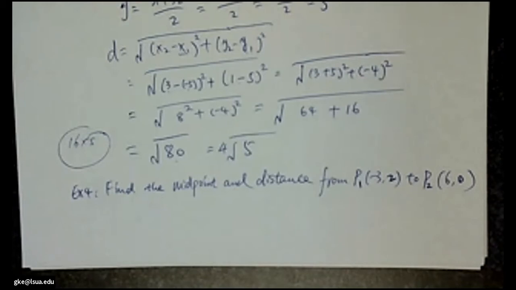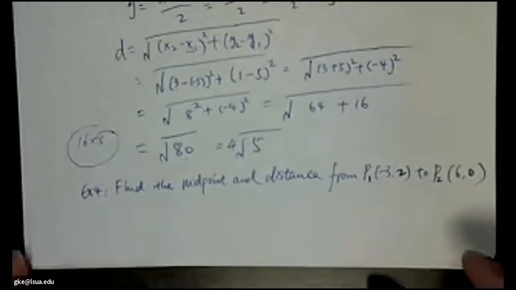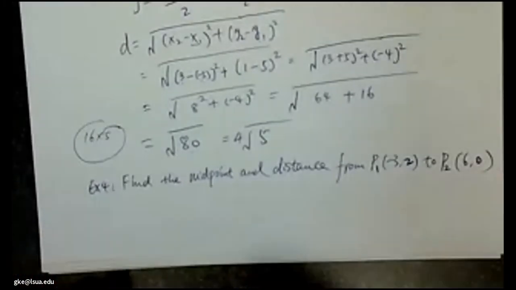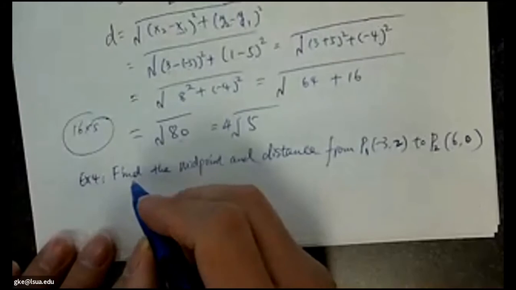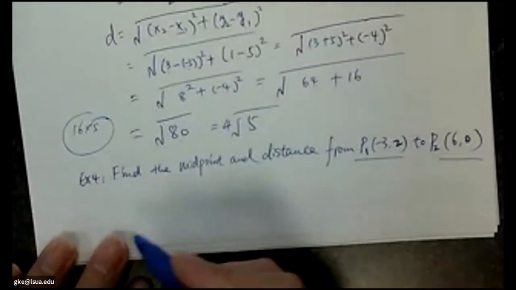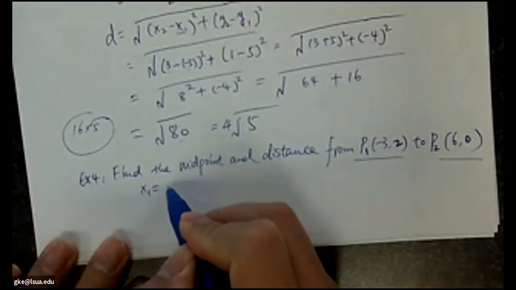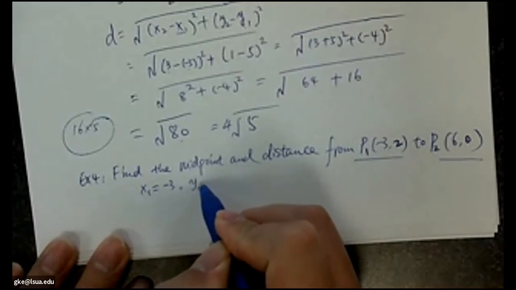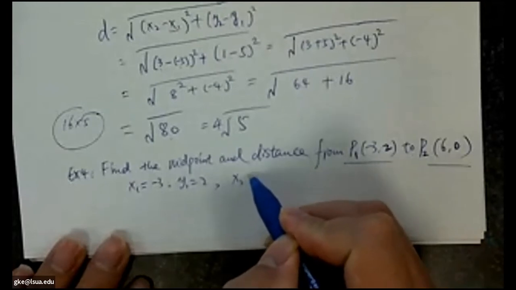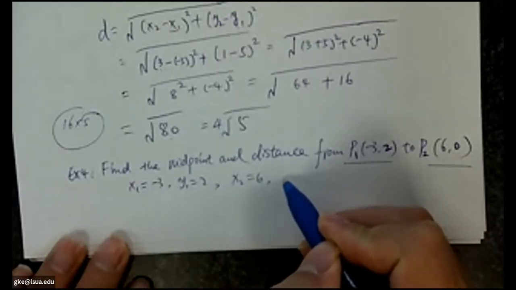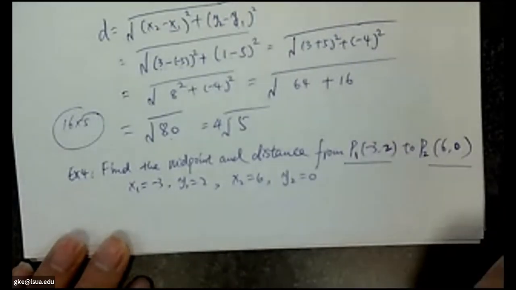Now let me write down the answer on board. Follow the steps, okay? So we have 2 points, right? So first point is x1 equals -3, y1 equals 2. And the second point is x2 equals 6, y2 equals 0.